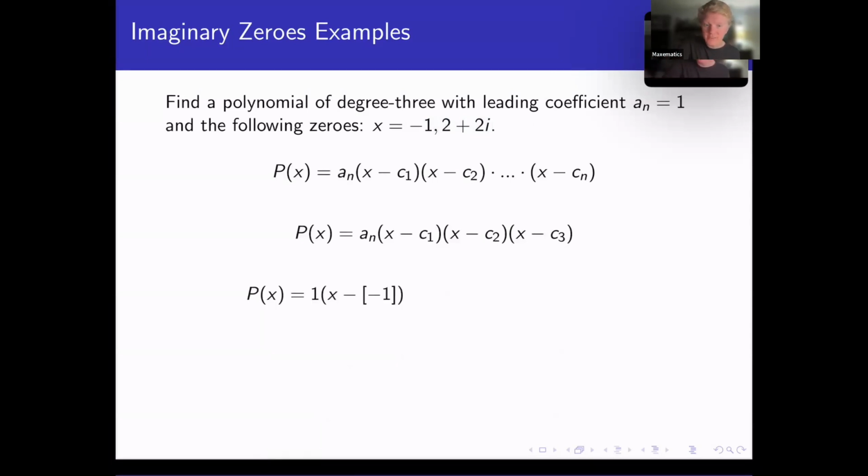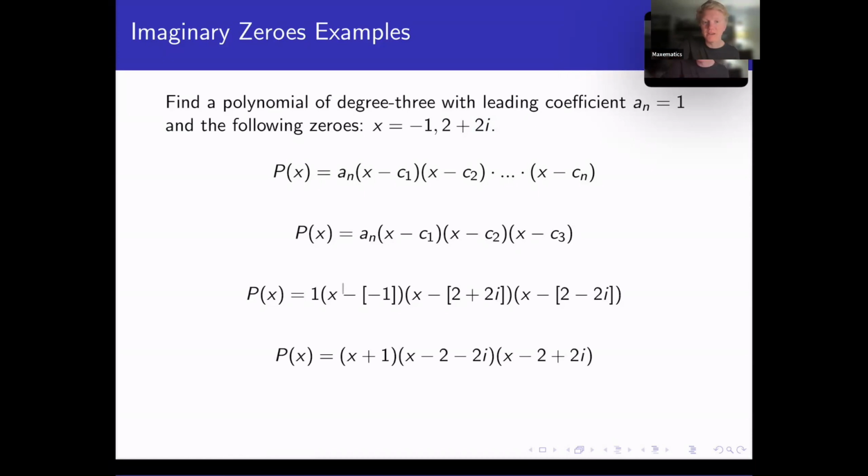First zero is -1. Second zero is 2 plus 2i. But notice that we have a factor that we haven't filled in yet. Well, don't forget that if 2 plus 2i is a zero, then 2 minus 2i is also a zero. So I can omit information, and you could still find that information the exact same way. Okay? So minus minus, distributing negative signs we get here.